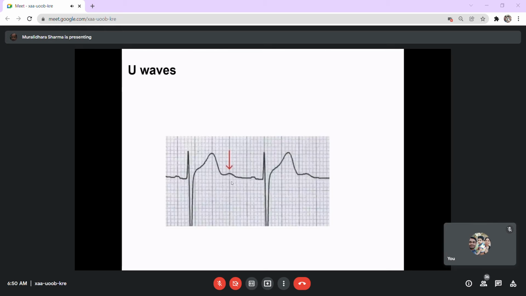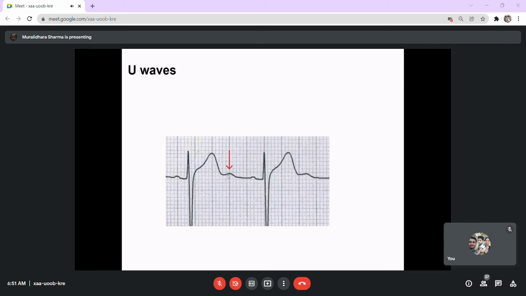Or at times, you may have ST segment elevation, and before the T wave is formed, there could be another depression, and this depression is often called a U wave, in between the ST segment and the T wave area. This depression, notch formation, is also called a U wave.